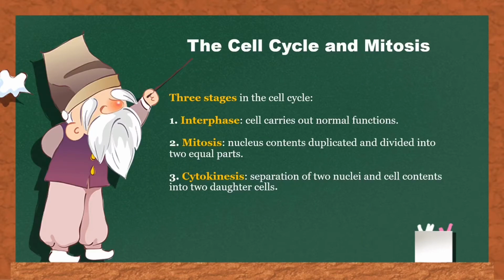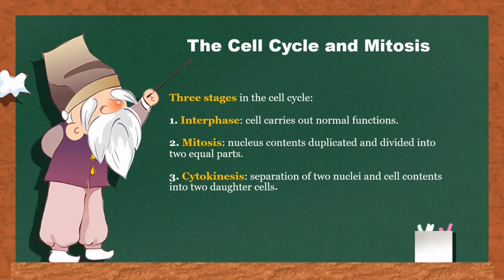So let's move on to the cell cycle and mitosis. Due to the loss and death of cells, our body must replace them. We have about 50 to 100 million trillion of cells in our body. Every minute, our body produces about 300 million new cells. There are three stages involved in the cell cycle, which is interphase, mitosis, and cytokinesis.